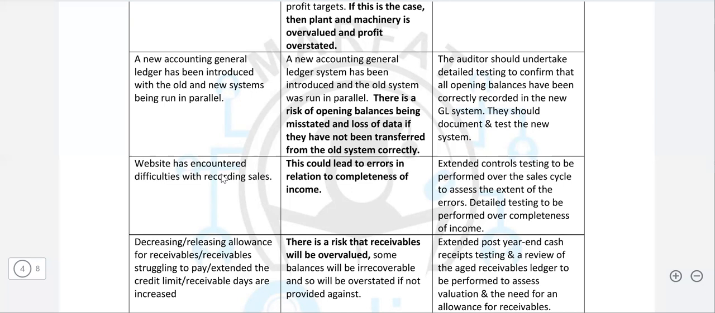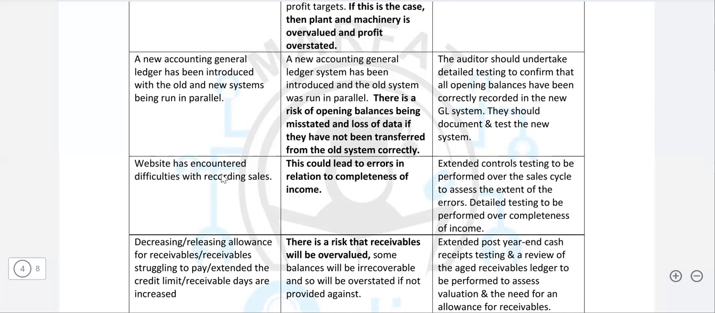Remember, in audit risk, what we are supposed to do is relate it with the financial statement. For example, if we say there is a risk that the data may be lost, and the management may have problems related to the data afterwards.